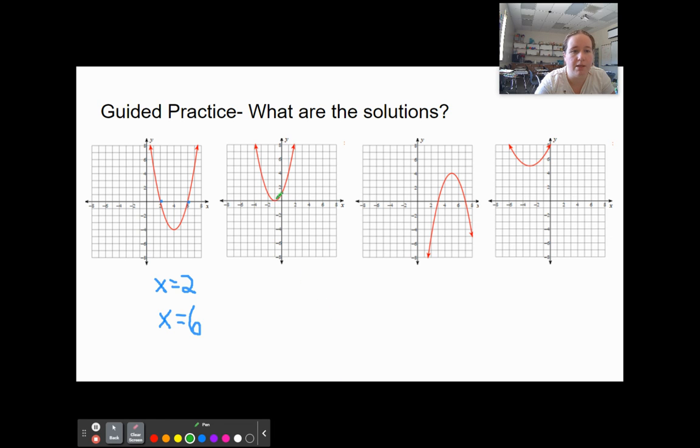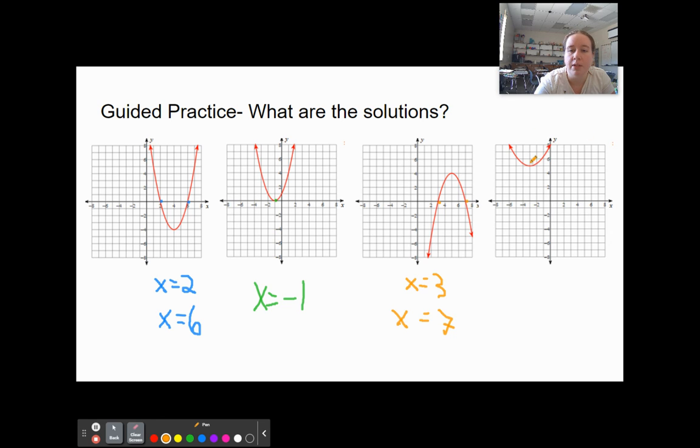For this next one, how many times does it cross? Just once, and it's between 0 and -2, so that means x equals -1. Here, it crosses twice. The first time is at 3, the second time is at 7.